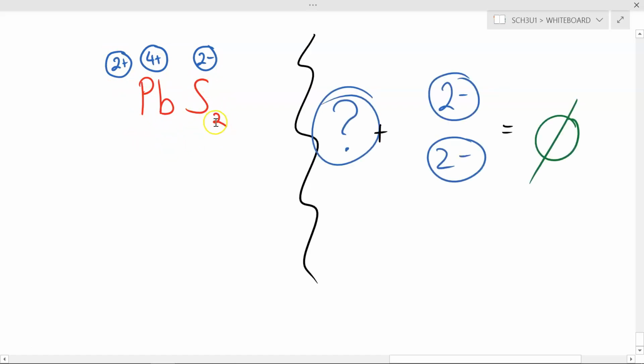I know I have 2 of these sulfurs because the chemical formula says S2, so there's 2 of them, and each sulfur is worth a 2 minus, so I'm going to put 2 of these 2 minuses together. I only have 1 lead because the formula shows that there's no number here, so I only have 1 lead.